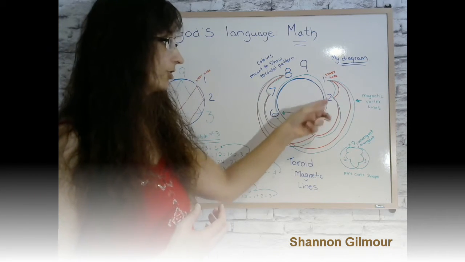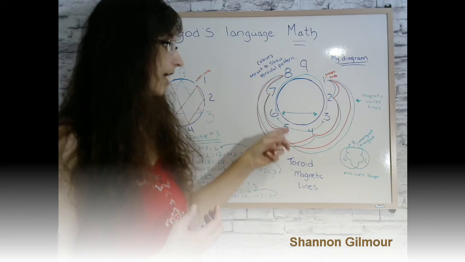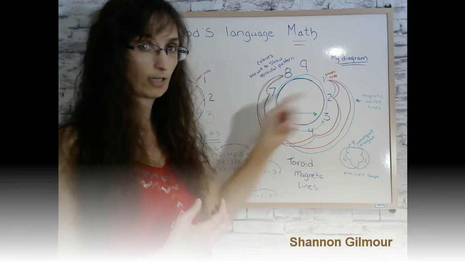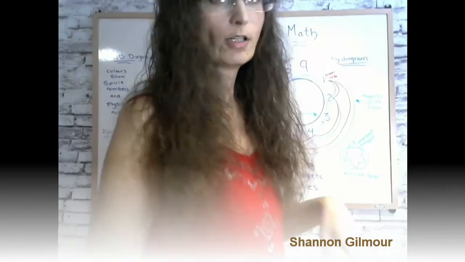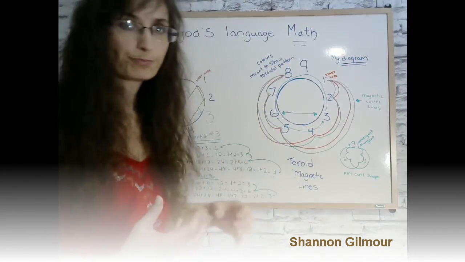It's not 3 and 2, 3 and 2, or 3 and 5. It's always 6 and 3, 6 and 3. It's back and forth, back and forth, back and forth, for infinity.